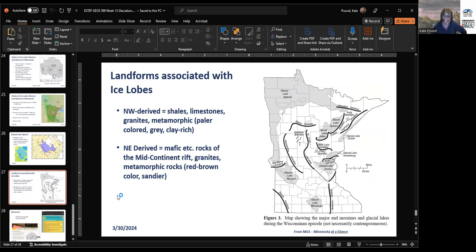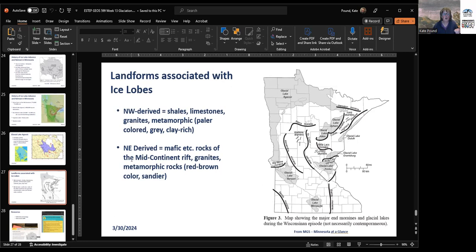What I want you to take away from this is the glacial sediments associated with Northwest derived ice are largely shales from the Pierre Shale, which is Cenozoic shale in the Dakotas up into Canada, a lot of limestones and granites and metamorphic rocks. This Northwest derived sediment is generally pale colored, gray, and clay rich.